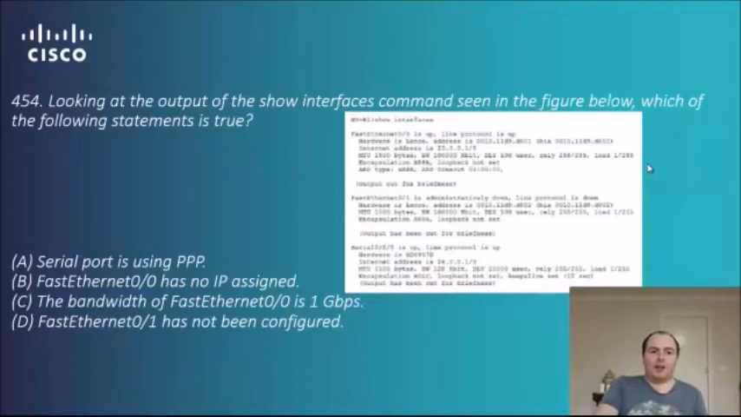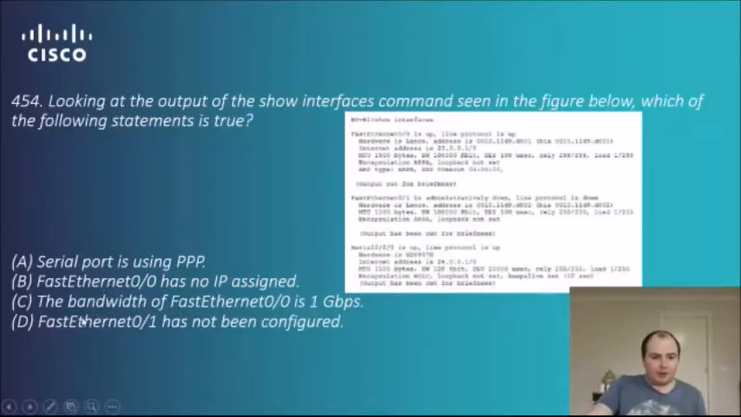454, looking at the output of the show interfaces command seen in the figure below, which of the following statements is true? We got serial port is using PPP. Fast Ethernet 00 has no IP assigned. The bandwidth of Fast Ethernet 00 is 1 gigabits per second. Fast Ethernet 01 has not been configured. We can see it's using HDLC as the encapsulation, so that is not the case. Fast Ethernet 00 does have an IP assigned, so it's not that one.